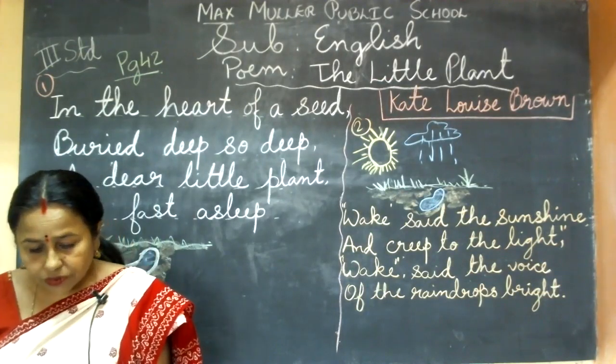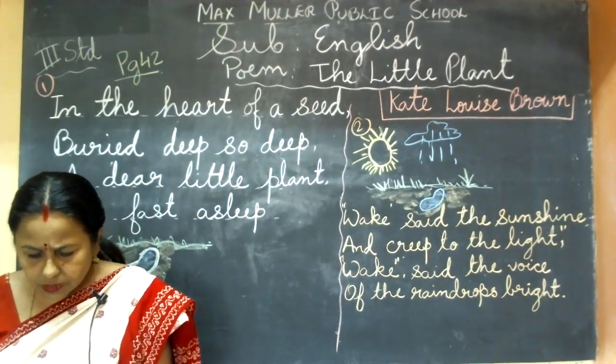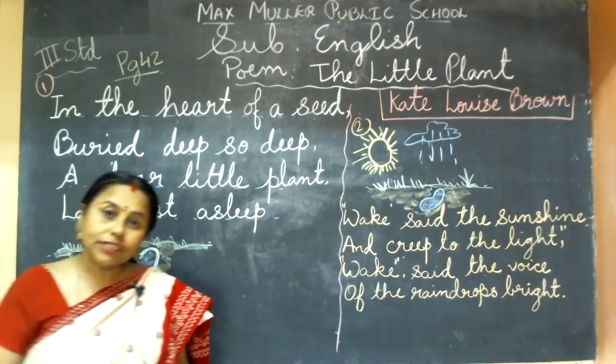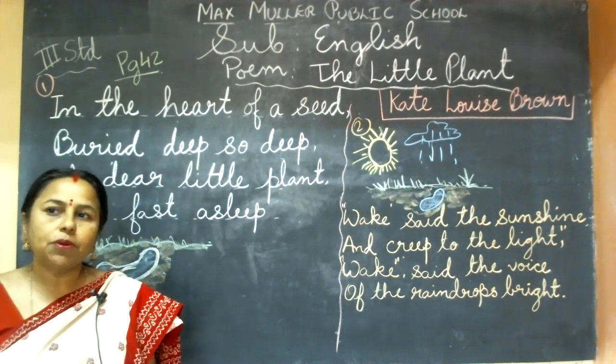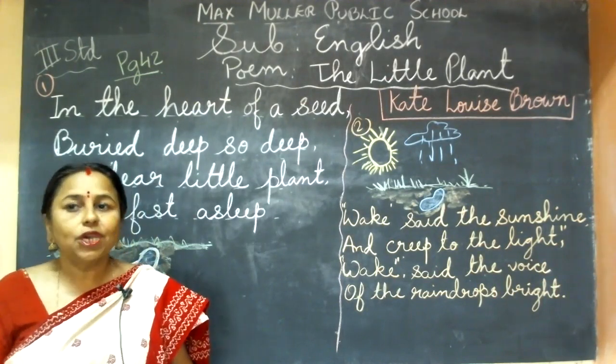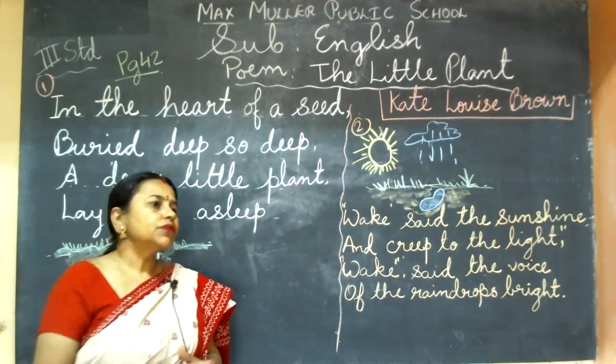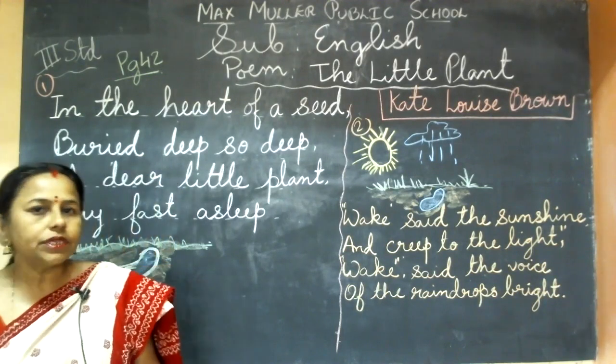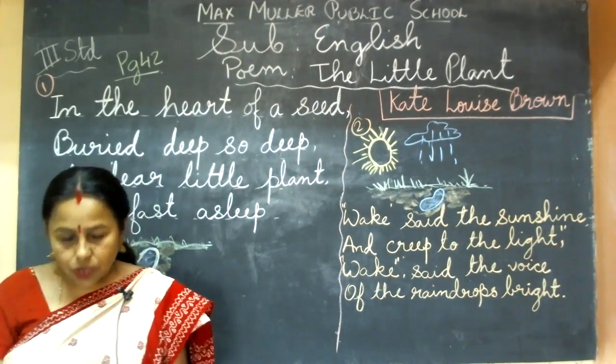Today, in the last class, what did we do, children? One lesson we completed, that is Honesty Pays. What was the story about? It was about one king, how he selected his successor, means the next person who will sit on his throne. He selected Dharma because of his honesty. So that one beautiful story we completed.